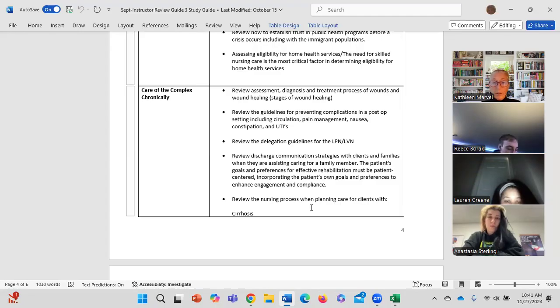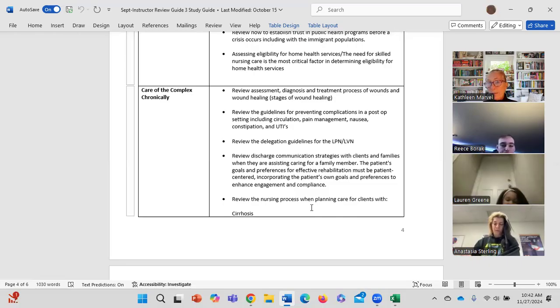Review delegation guidelines for LPNs. What kind of clients do you not delegate? Post-op or not stable. Not stable. Okay. And when you're delegating, a couple things need to happen. And this includes me when I have to delegate as well, right?